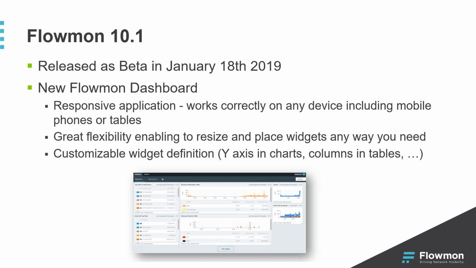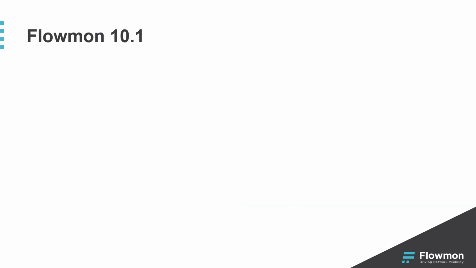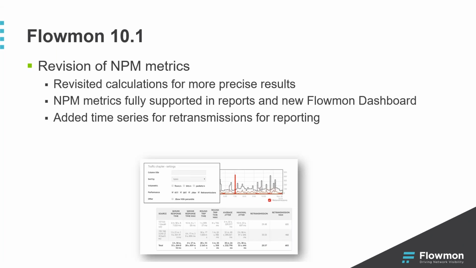The second biggest thing that we've improved in Flowmon 10.1 is the revision of the NPM metrics. We have improved how the NPM metrics are calculated, specifically, for example, server response time, out of order packets, and so on. We have also included the details on how these metrics are calculated in our documentation. And we have improved not only the calculation, but also how you can work with these metrics. These are fully supported in the reports and the Flowmon dashboard.